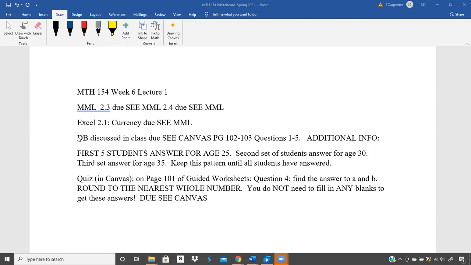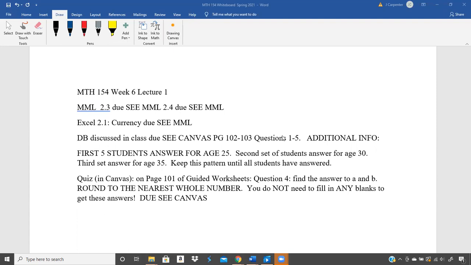There will be a discussion board assigned today from pages 102 and 103. You're going to notice that I probably don't actually say when I'm starting this in the video because I have to skip a little bit. Again, just lots of weird stuff going on. But there's 5 questions on these 2 pages. Remember, each student answers 1 question and 1 question only.